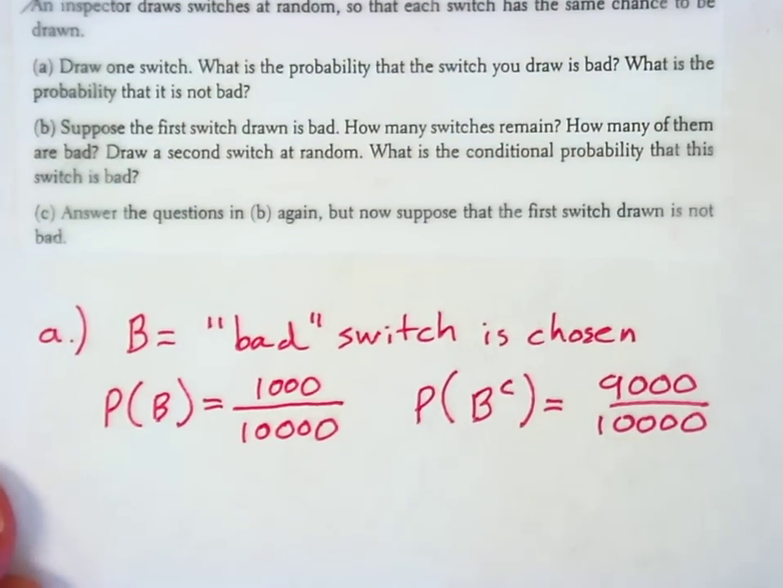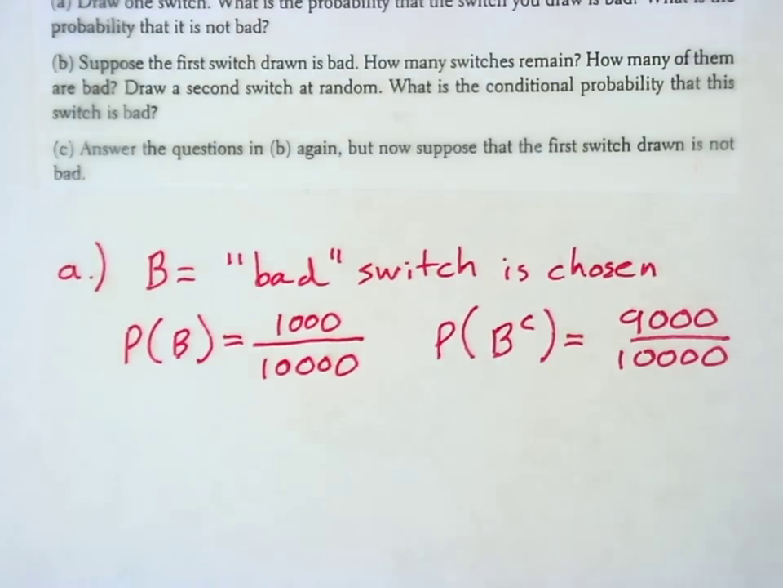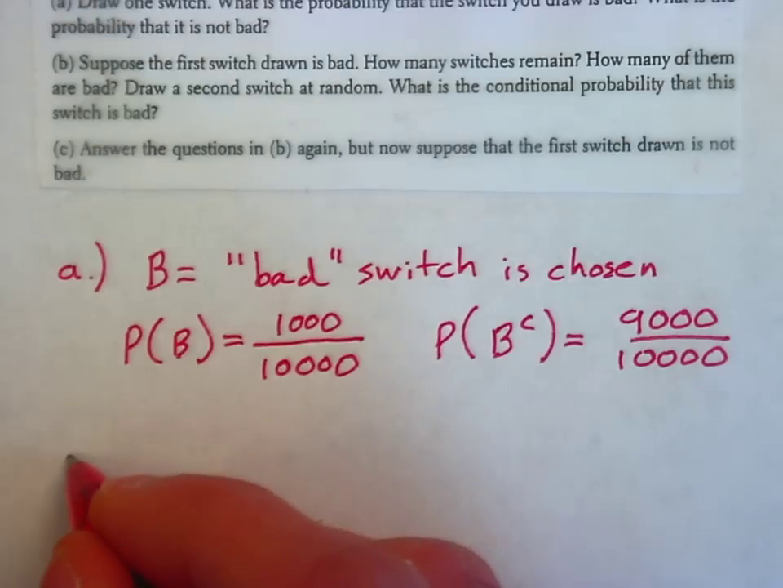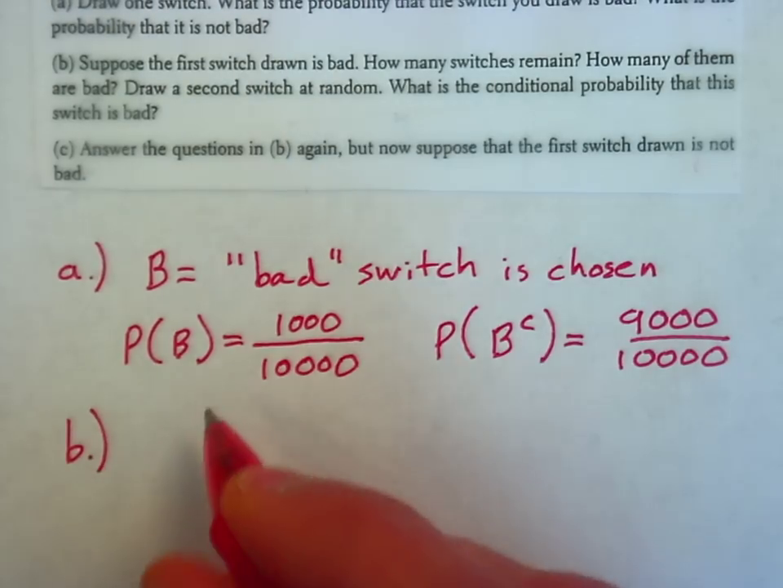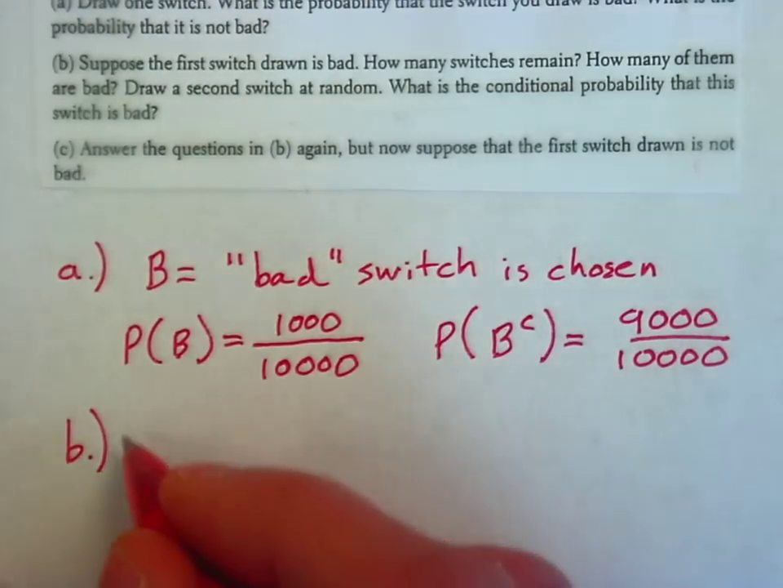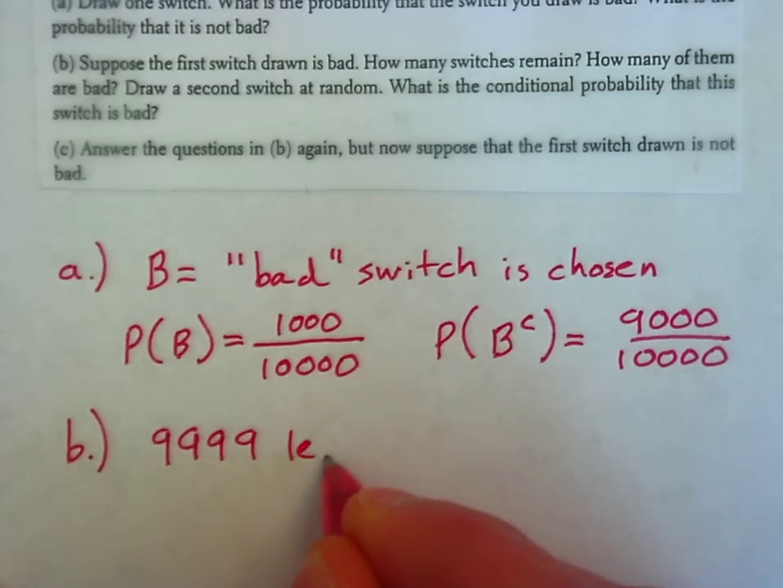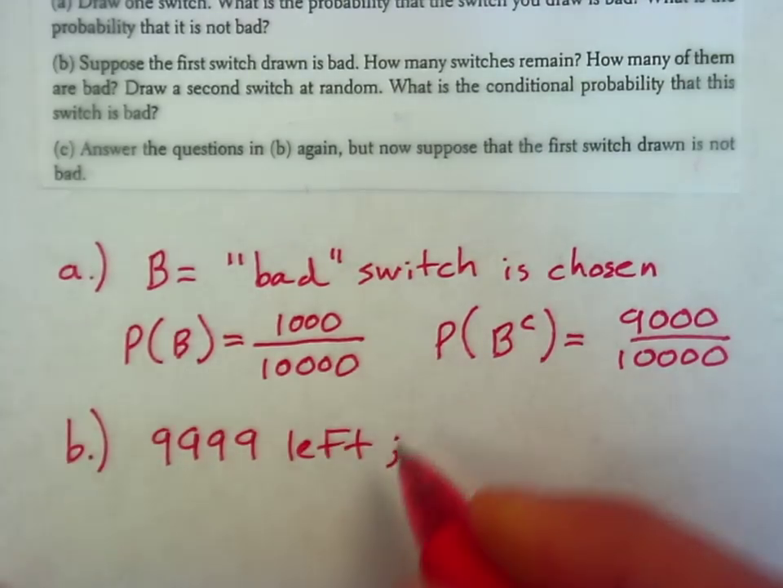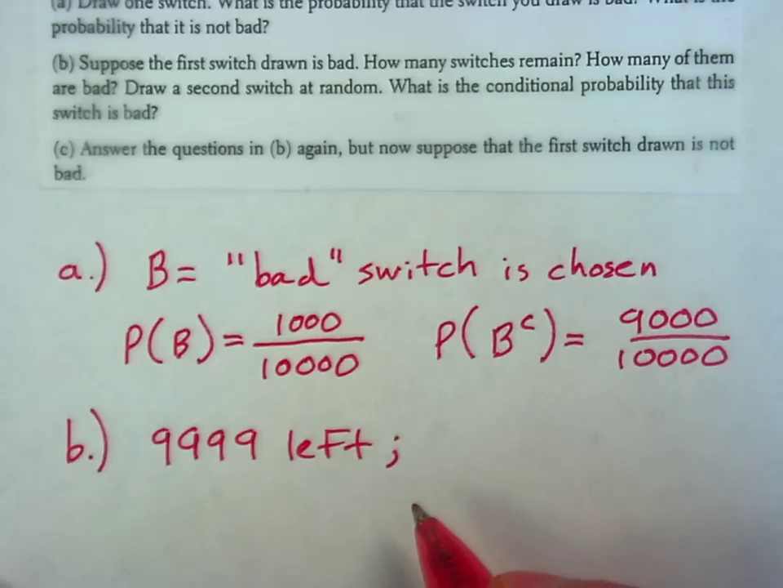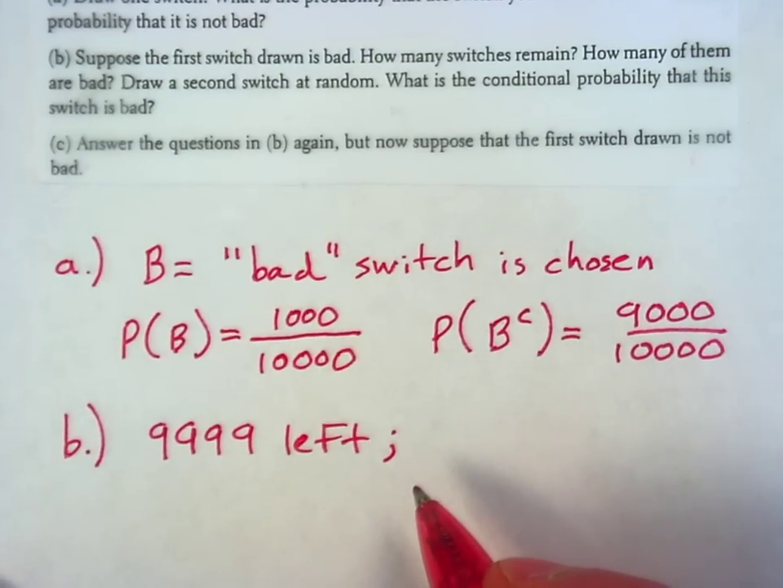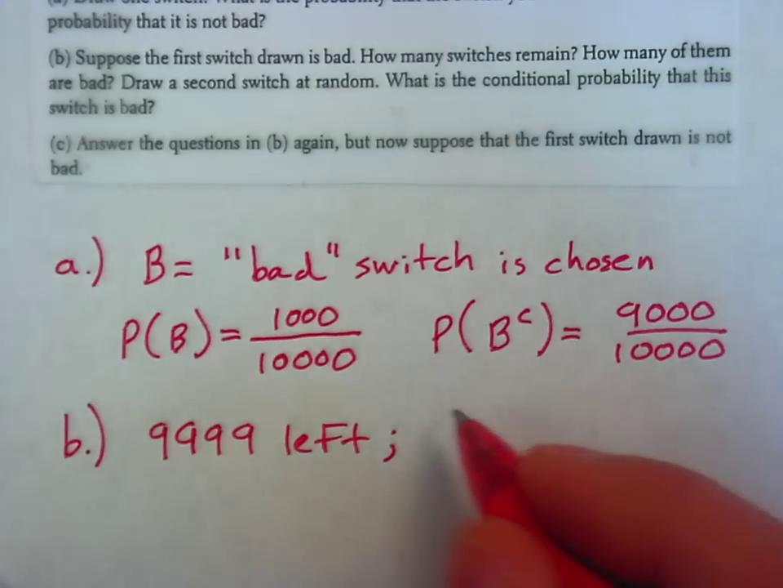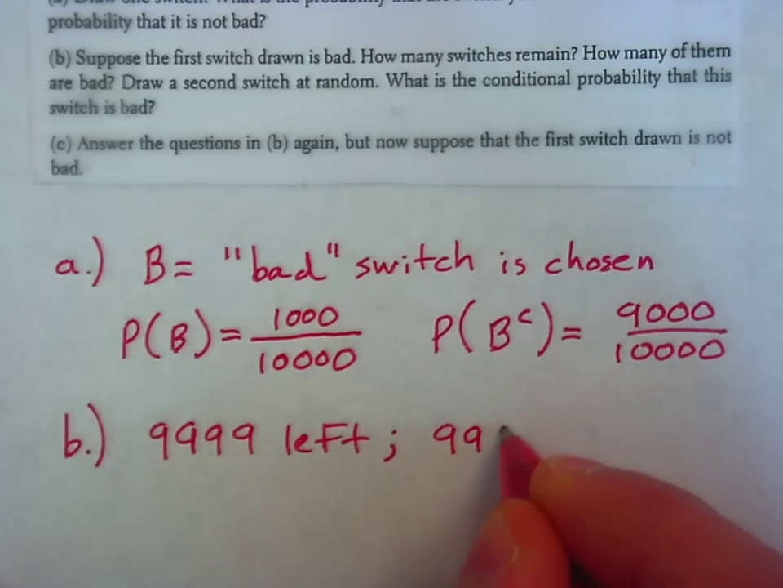There is part A. So part B, understand the first switch was bad. So we are assuming that the first one was bad. How many switches are left? The number left then, out of the 10,000, there are 9,999 that are left. So of that, how many of those are bad? Well, I've already chosen a bad switch. We started with 1,000 bad switches, so there are 999 bad ones left.